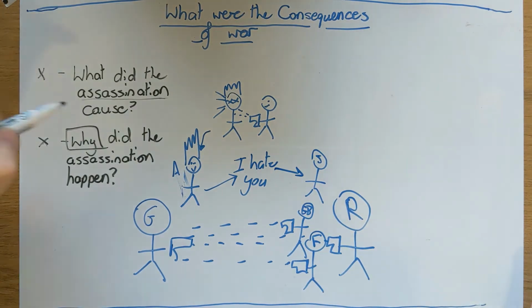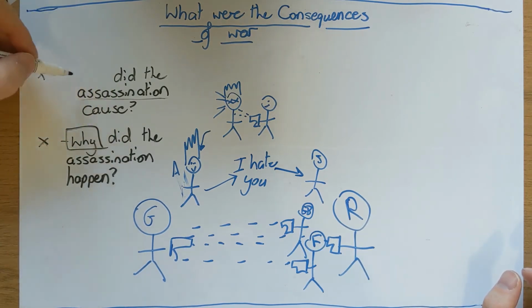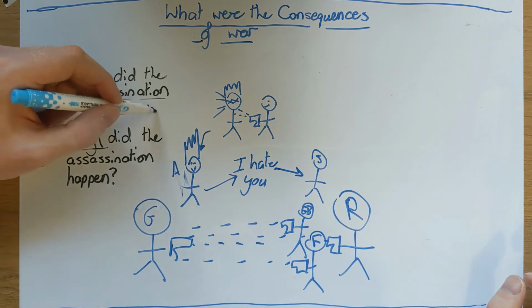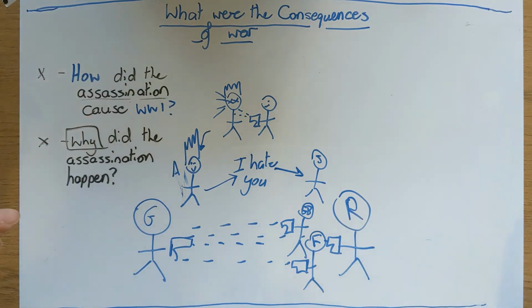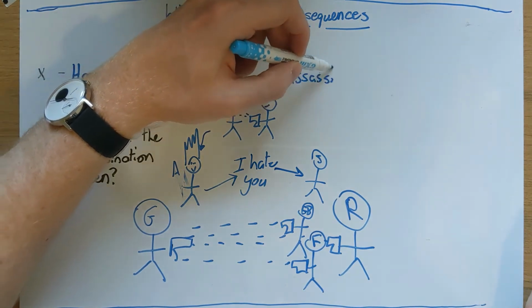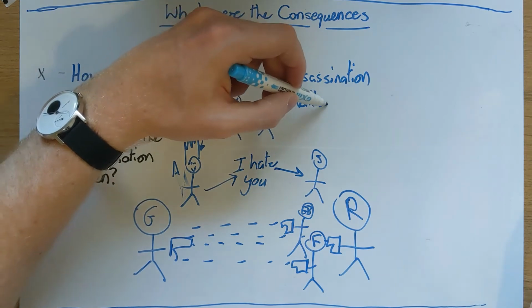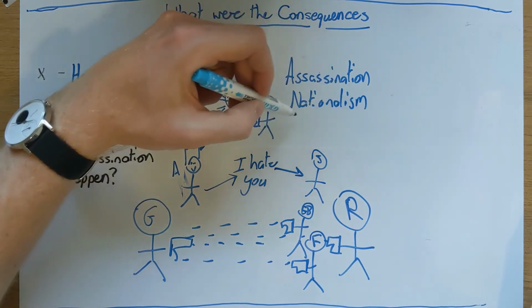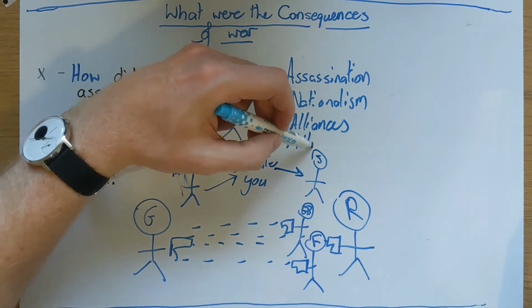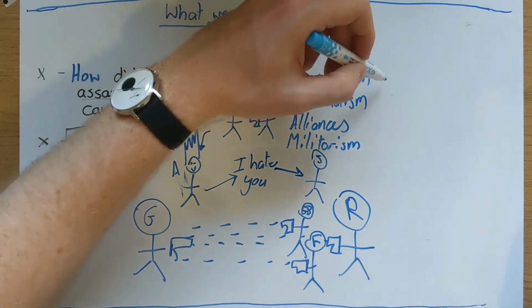Now what I'd like you to do is answer not what did the assassination cause, but how did the assassination cause World War One? And I want you to use lots of keywords like assassination, nationalism, alliances, militarism, and imperialism.